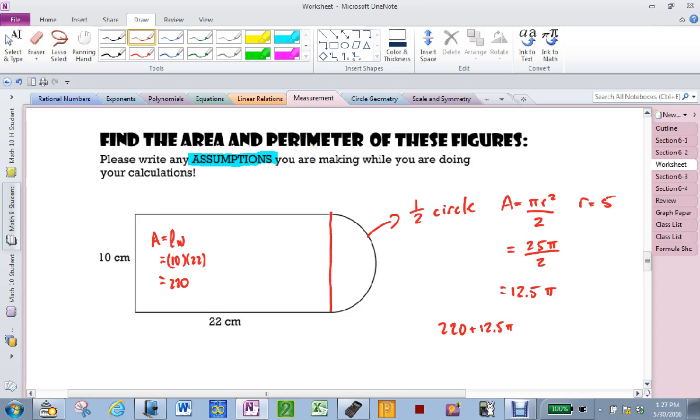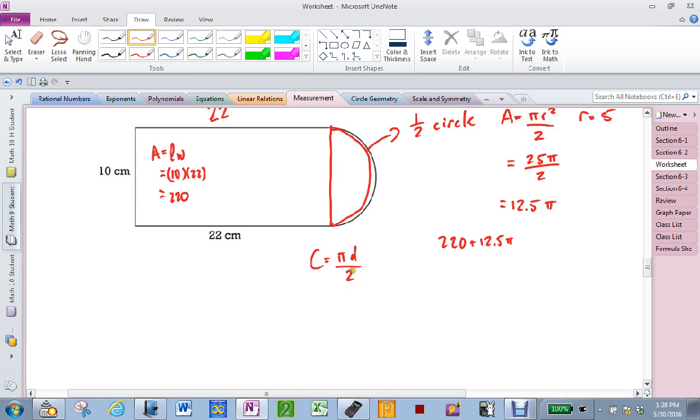I wanted the perimeter as well. Perimeter is what? Around the side. So 10, 22. What's this side? 22. And what's the perimeter here? Circumference equals pi d, correct? Yeah. But I only needed half the circumference, so divide it by 2. And isn't d divided by 2 r? Yes. So isn't this just pi r? Yes. So 5 pi. Okay. So it was 22 and 22, which was 44, plus 10, 54, plus 5 pi, which is about 15. So somewhere around 69 and a bit.